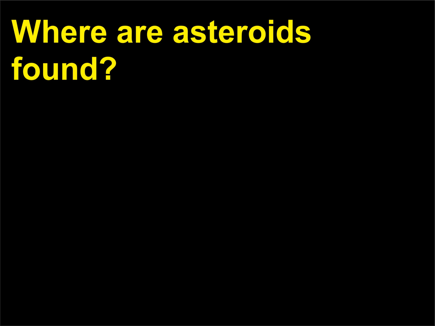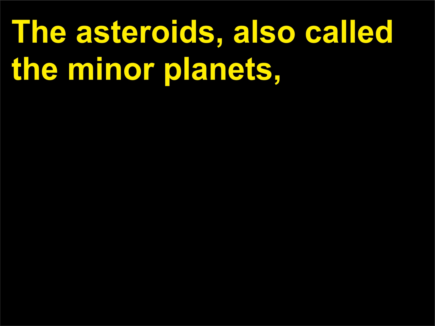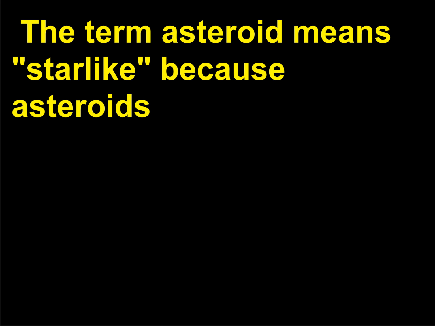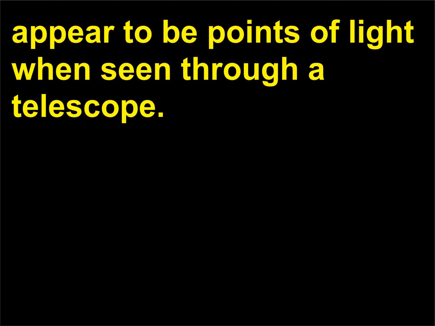Where are asteroids found? The asteroids, also called the minor planets, are smaller than any of the 8 major planets in the solar system and are not satellites of any major planet. The term asteroid means star-like because asteroids appear to be points of light when seen through a telescope.